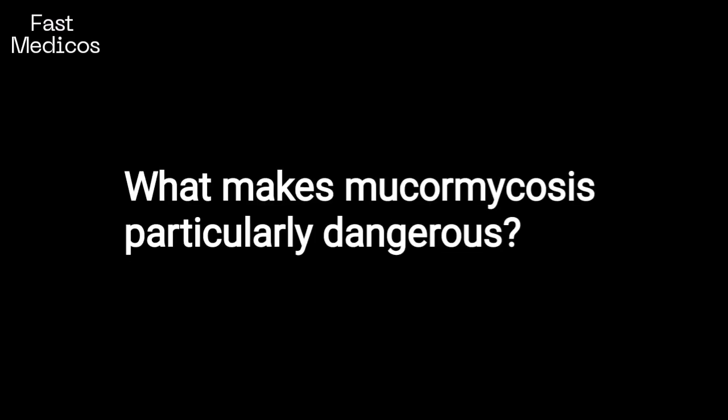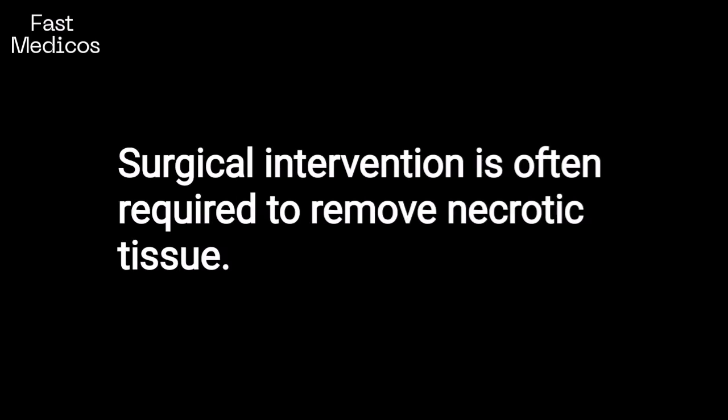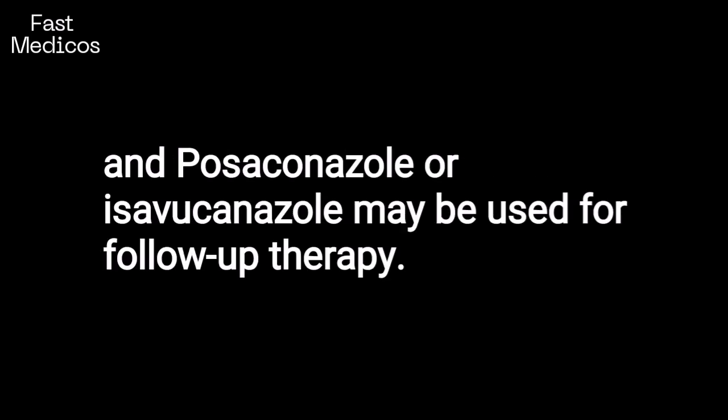24. What makes mucormycosis particularly dangerous? Mucormycosis progresses quickly and has a high mortality rate. Surgical intervention is often required to remove necrotic tissue. Amphotericin is the most effective initial therapy, and posaconazole or isavuconazole may be used for follow-up therapy.